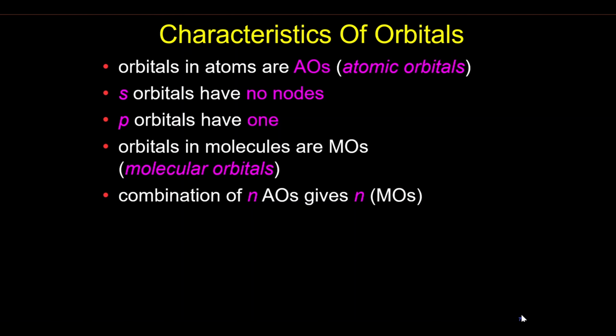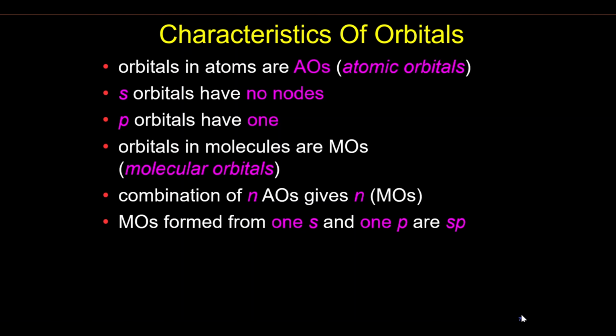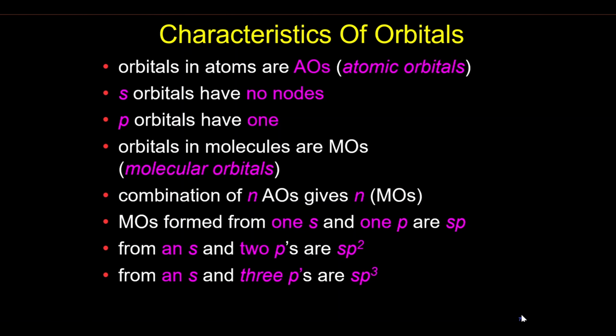Molecular orbitals form from 1 s and 1 p orbital. What do you call them? sp orbitals. Yeah. If I form orbitals from an s and 2 p's, what do you call them? sp2 orbitals. And what do you think I'm going to ask now? sp3 orbitals. Yeah, if you combine 1 s and 3 p's, you get an sp3.